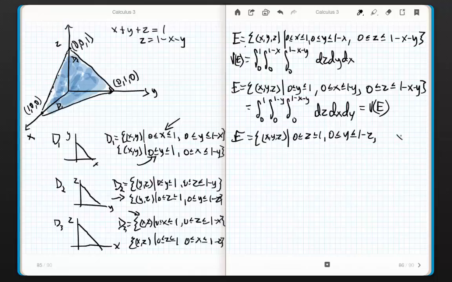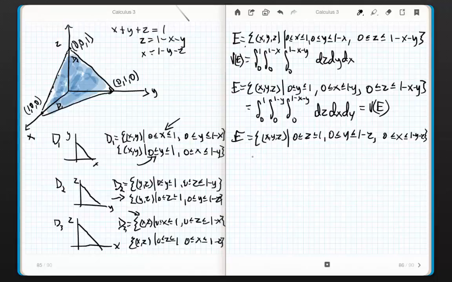Now, where does X live? Well, X now is being defined by this plane coming out away from the YZ plane. X equals 1 minus Y minus Z. So now X lives between 0 and that guy, which is 1 minus Y minus Z, right?